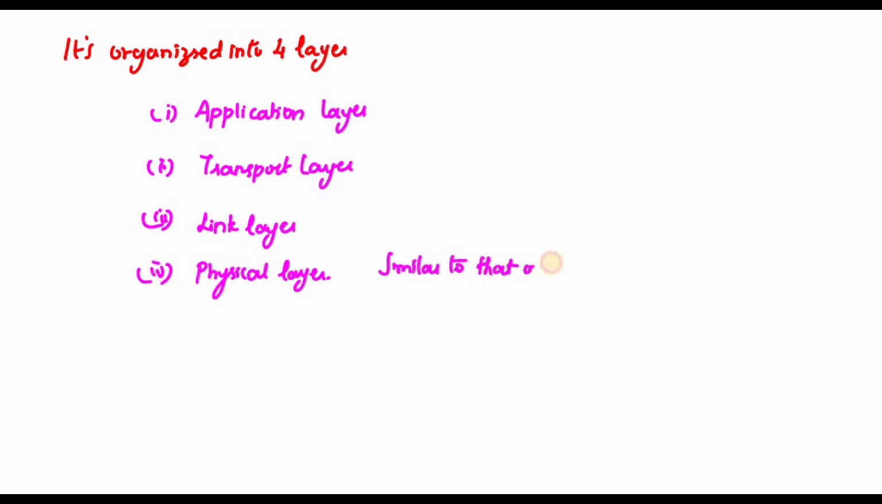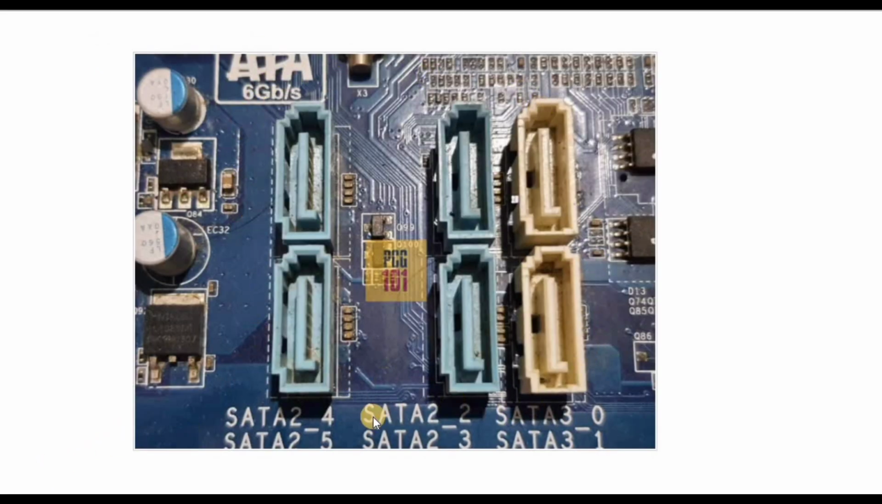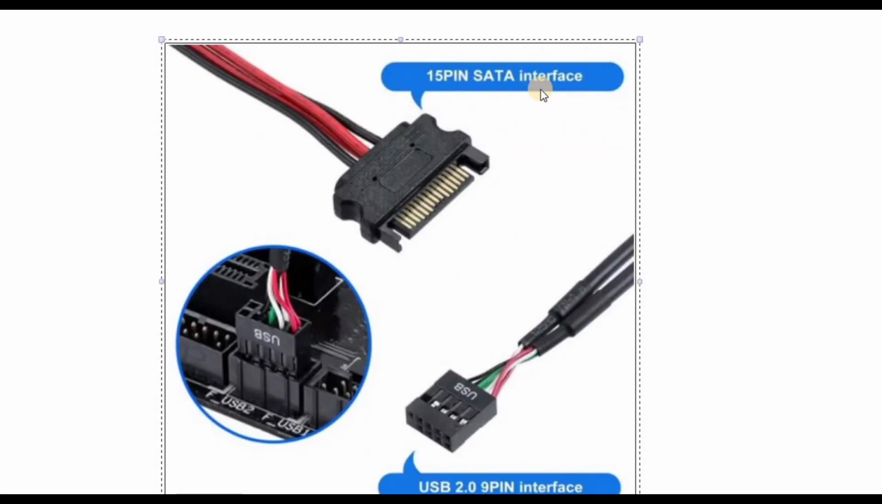So this is my motherboard, and you can see there are SATA 2 ports connected. There are 3 ports, right? And this is how the 15 pin SATA interface cable looks. In addition to that, I have shown you the USB to 9 pin interface. For that, I have already made one video. If you want, you can check the other videos in the digital principles and computer organization lectures.